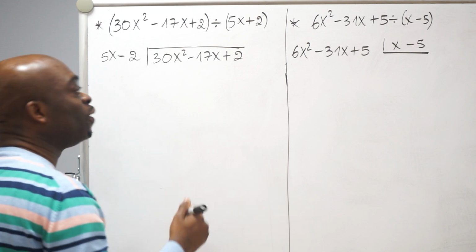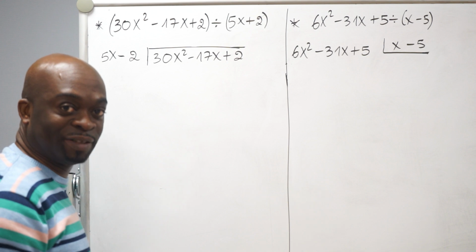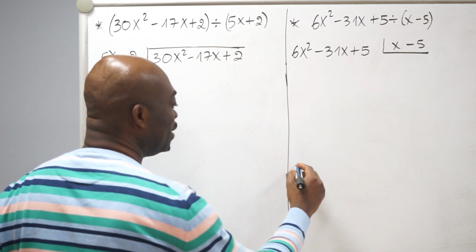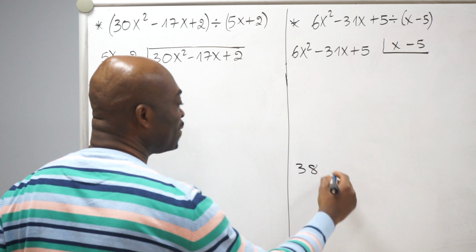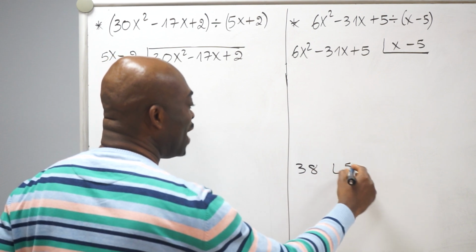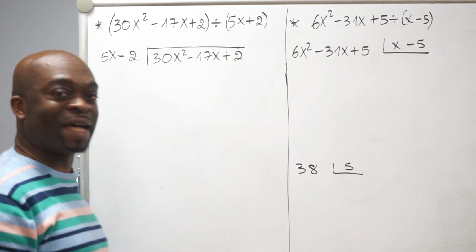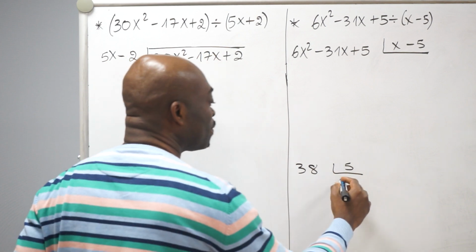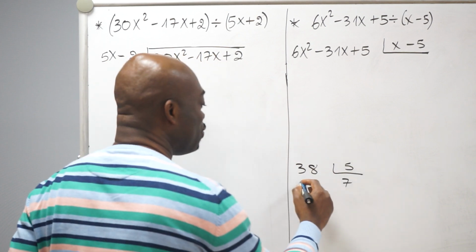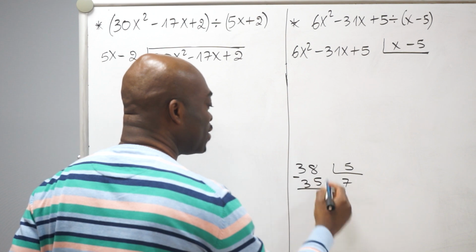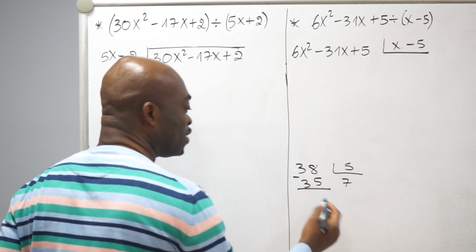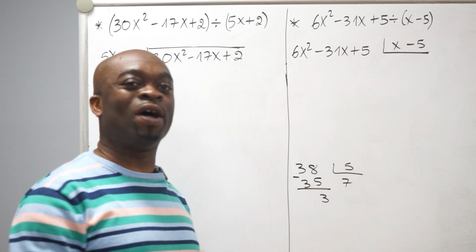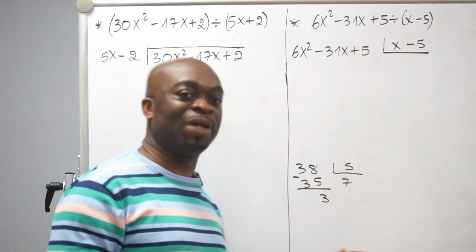All right? So we call it long division. Let's just take a quick example that we used to. So we had 38 that we are dividing by 5, correct? How many times does 5 go into 38? 7 times. So 7 times 5 is 35, and 38 minus 35 is 3. Because we don't want decimals here, we can stop here.